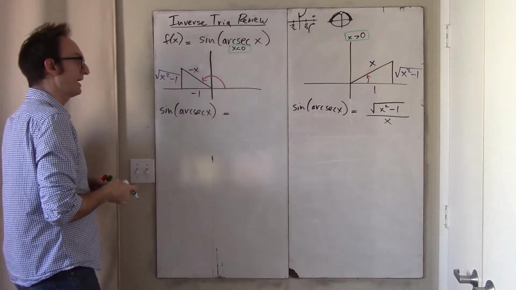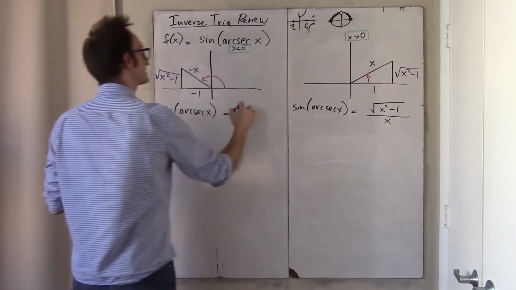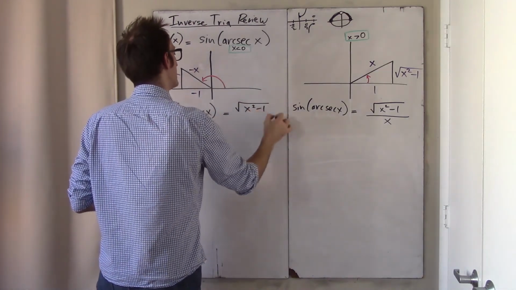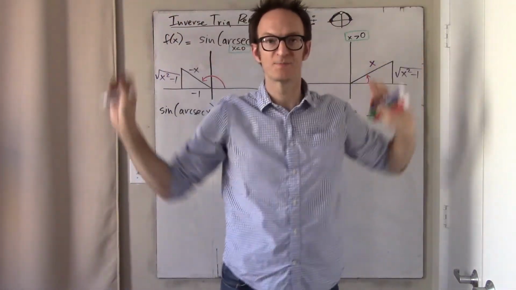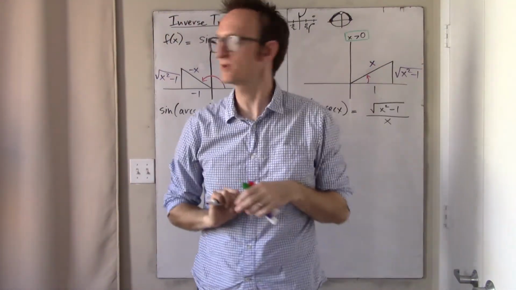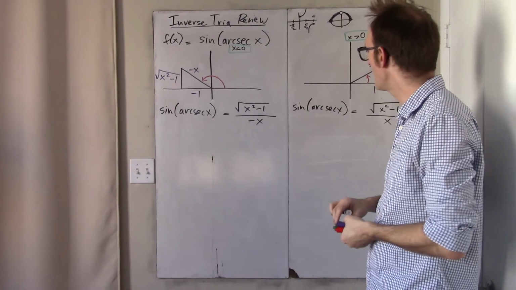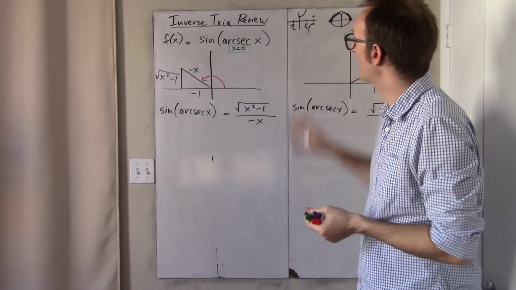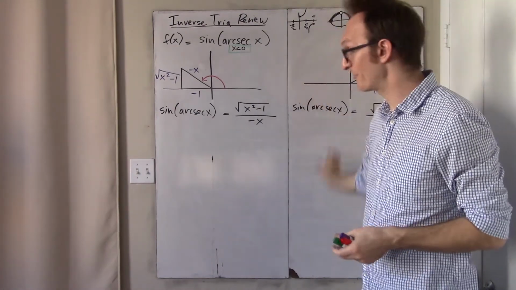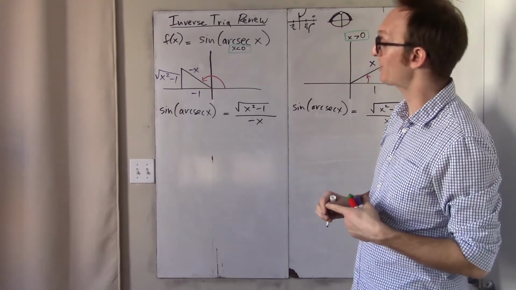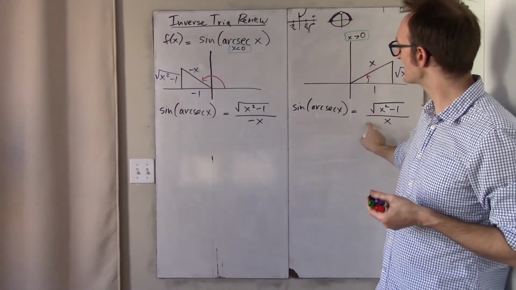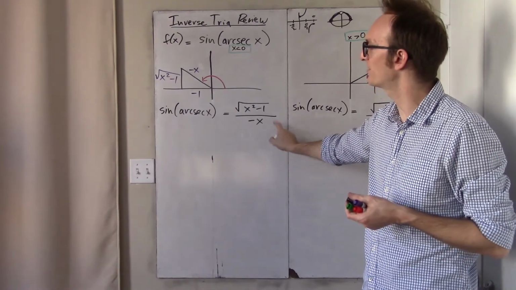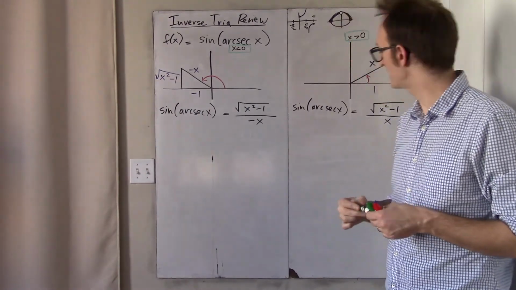It's root x squared minus 1 over negative x. But here we should be aghast, because we really did make two separate careful pictures, and we really did get, in some ways, two separate answers. This is the right formula if x is positive. This is the right formula if x is negative. Do these formulas make sense?